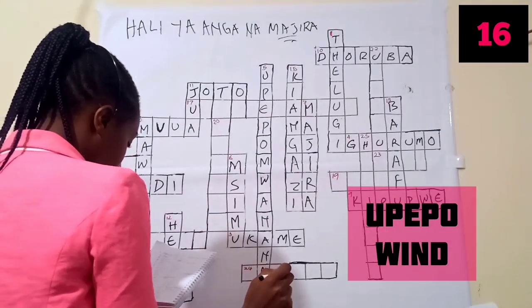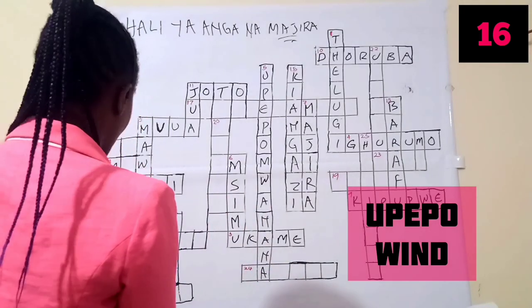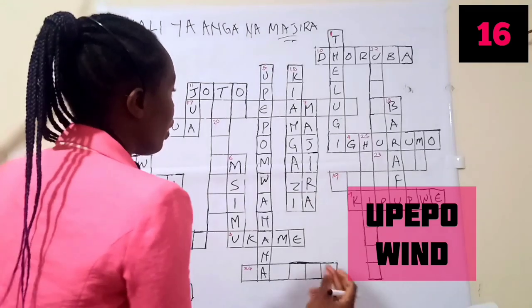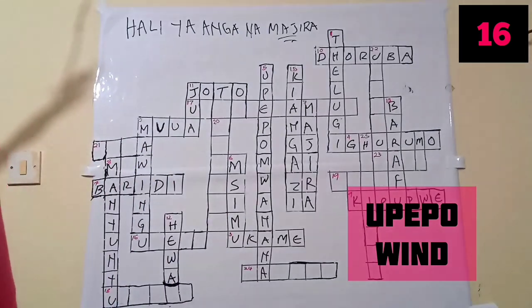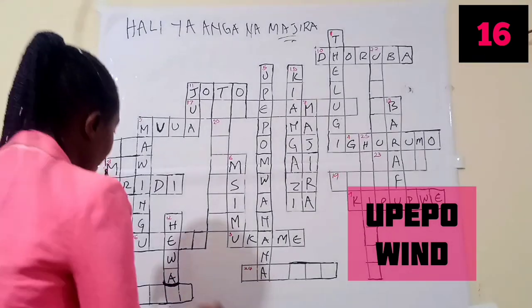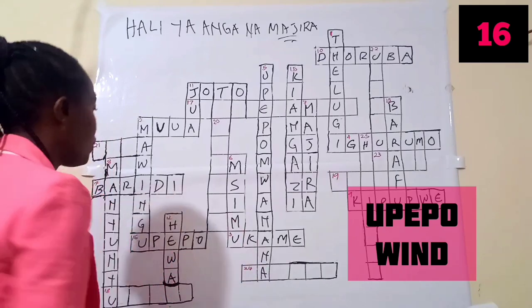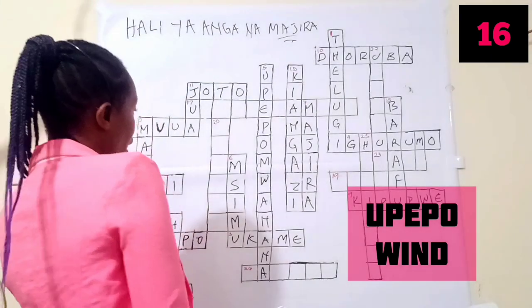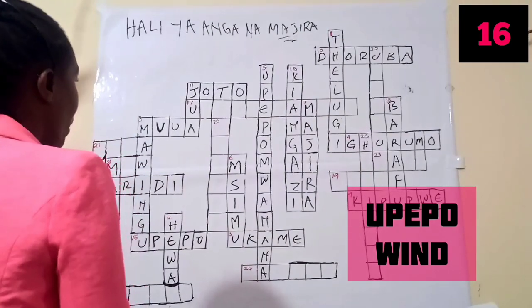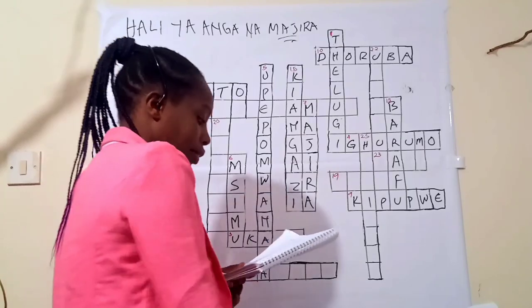That was number 16. Where is number 16? Did we find it? Where are you, number 16? Oh, no, I can't see. Number 16 is here. Upepo. Wind. Yes. Okay, let's go to number 17.